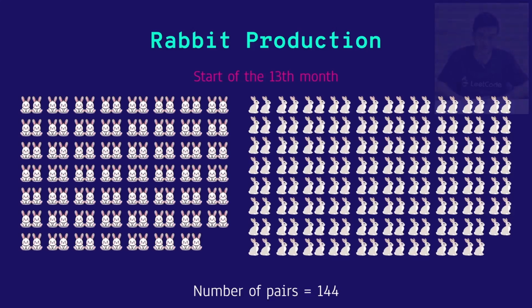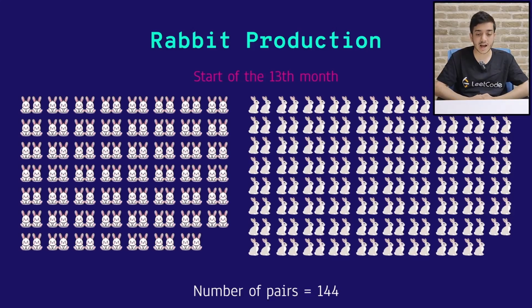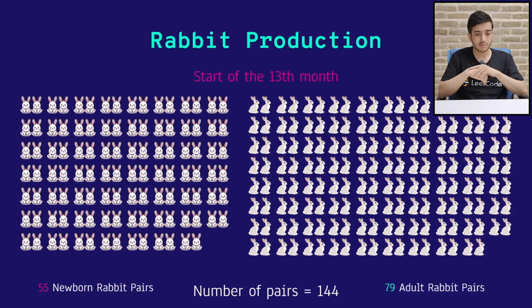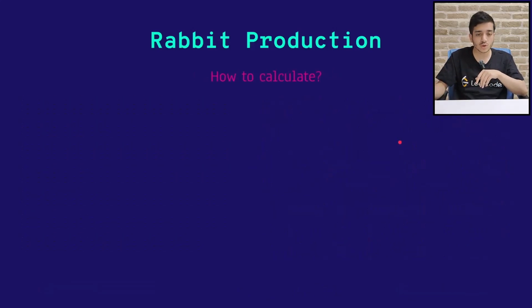This is a huge number. We have 144 pairs of rabbits just after a year, which is great. You can see a lot of adult rabbits and also a lot of newborn rabbits. So now we need to see how we can calculate this.